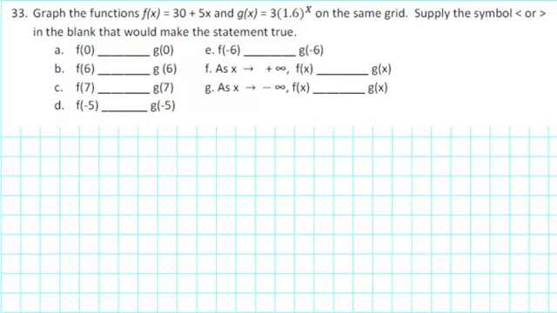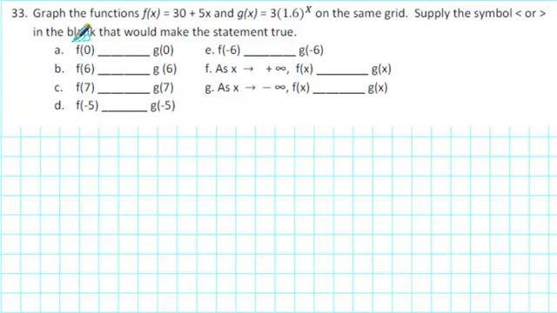Graph the functions f of x is equal to 30 plus 5x and g of x is equal to 3 times 1.6 raised to the x on the same grid. Supply the symbol less than or greater than in the blank that would make the statement true. In order to sketch the graphs of the two functions, let's start by making a table of values.